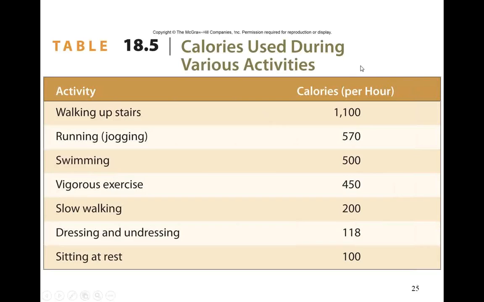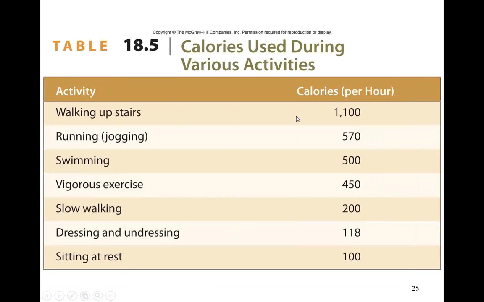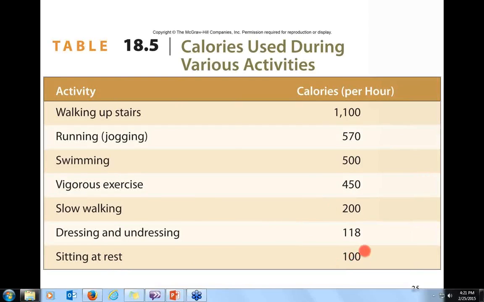Now, speaking of, well, I guess I didn't skip one. Speaking of, now let me go back here. Okay. Oh, we're talking about energy expenditures. Most of us at this moment are sitting at rest or talking, and we are burning about 100 calories per hour. So should we be doing something more, such as walking up the stairs, we can burn up to 1,000 calories per hour.